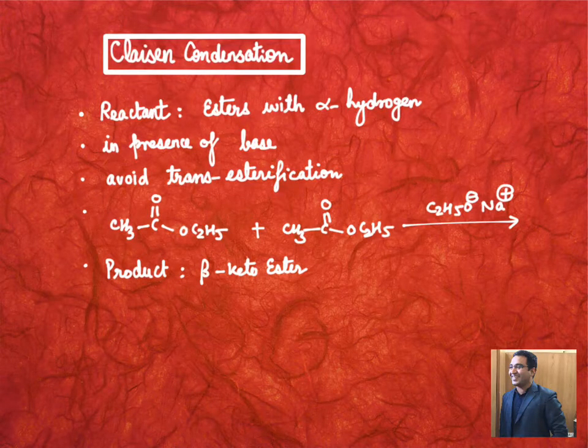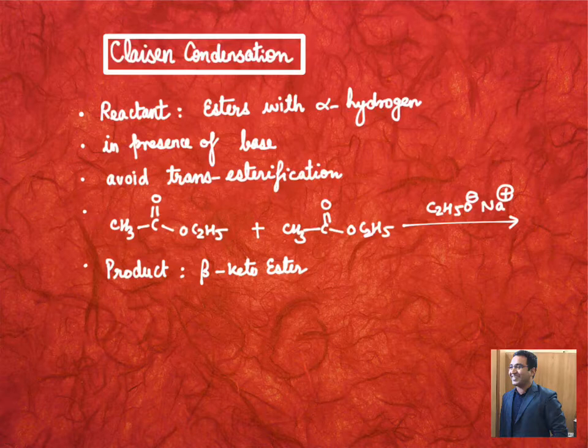Hi everyone, we are picking up the Claisen condensation reaction of esters. It's a very important reaction in the ester chapter. The reactant for this is an ester carrying any alpha hydrogen. What is the meaning of alpha hydrogen? It is the hydrogen next to the C=O of the ester group.